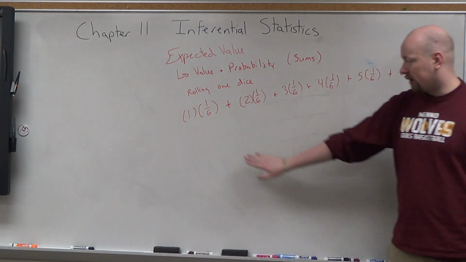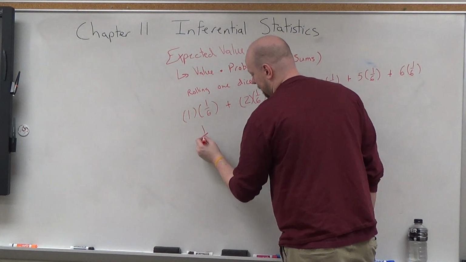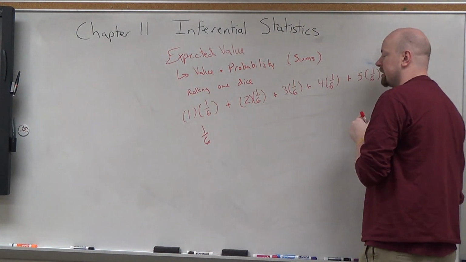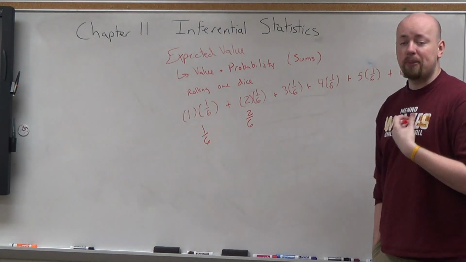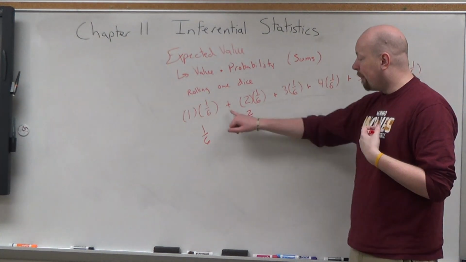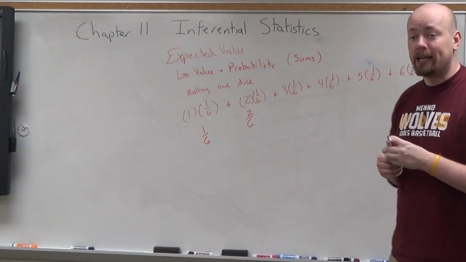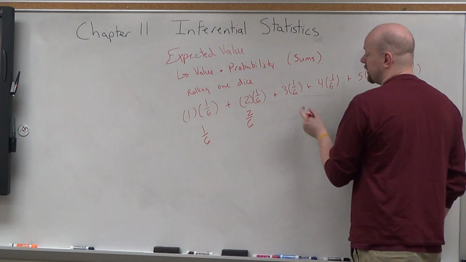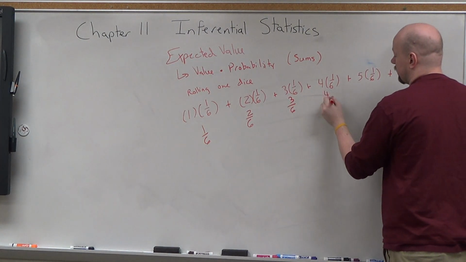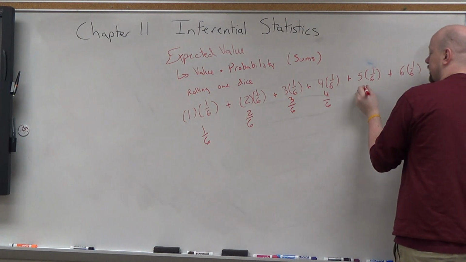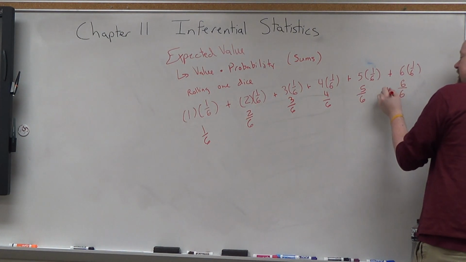Okay? So I get 1 times 1/6, which would be 1/6. You get 2 times 1/6, which would be 2/6. You could reduce it to 1/3, but I'm going to keep it like that because I'm going to add them all at the end, so I want common denominators so they're easier to combine. I get 3 times 1/6, which would be 3/6. 4 times 1/6, which would be 4/6. 5 times 1/6, which would be 5/6. 6 times 1/6, so 6/6.